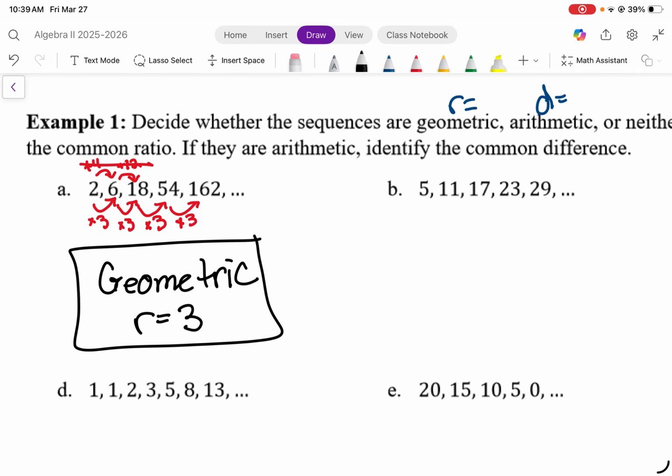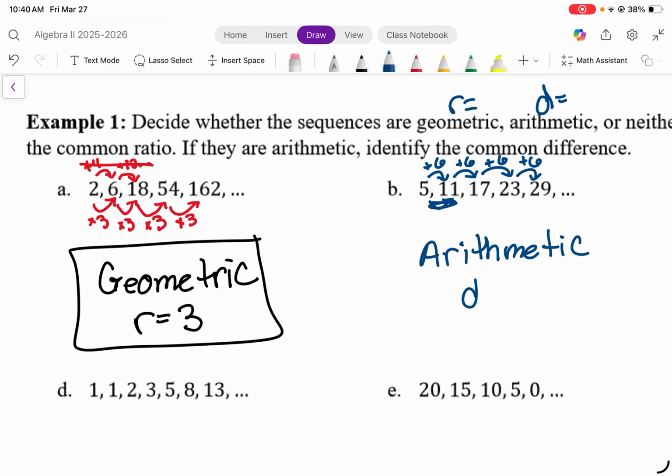All right. Looking at our next one, if I'm adding, I would add 6, and I'm just going to keep adding because I can't multiply 5 by a whole number, so I'm going to just double check that I can just add. Because 5, I would have to multiply by some sort of decimal to get 11, so this one isn't geometric, but it is arithmetic. And they want the common difference, which is 6.